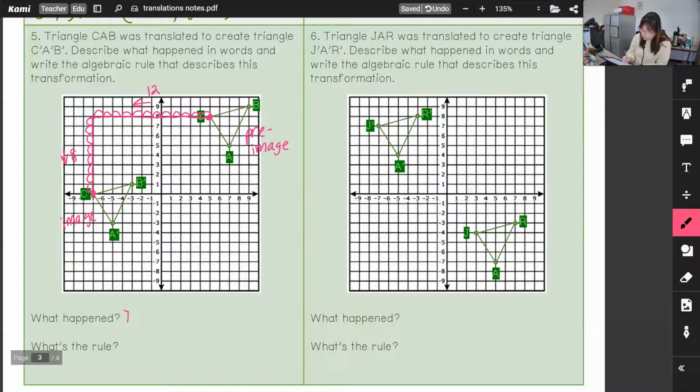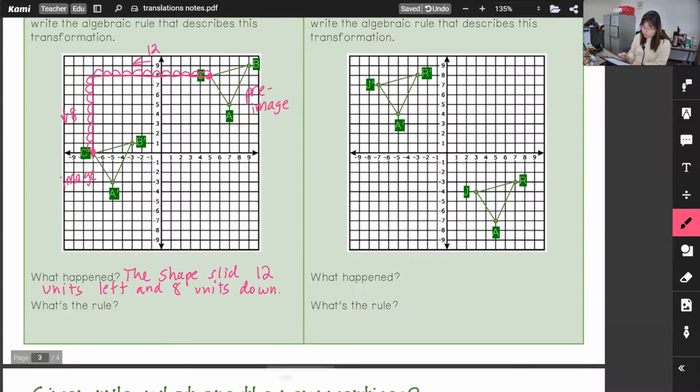Okay, so the shape slid 12 units left, and 8 units down. We can then use that to write our rule. (x, y) becomes, left is x minus, right? So x minus 12, down is y minus, so that's y minus 8. Okay?